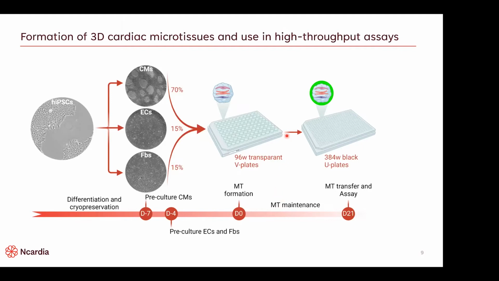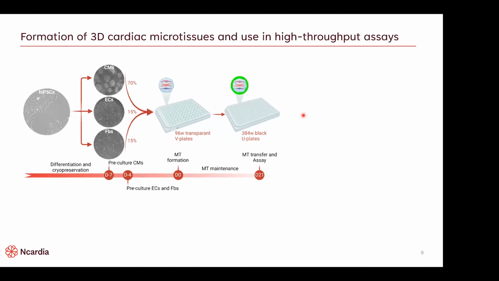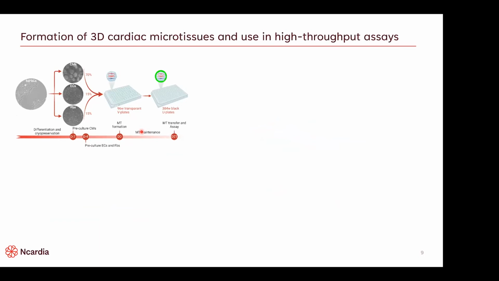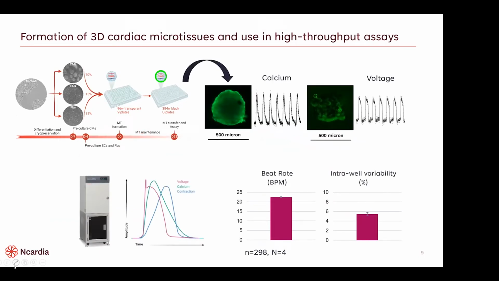In our case, for the current project, we are interested in the scalability of these microtissues and whether we can use them for more high-throughput assays. So that's why I transfer these microtissues to 384-well black plates and use them for, for instance, calcium. So here we have an example.